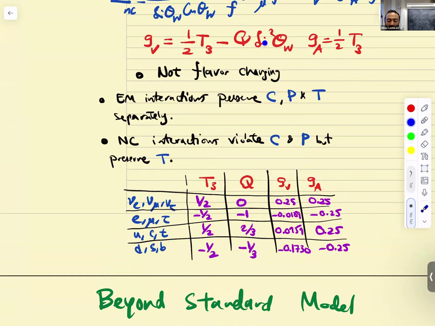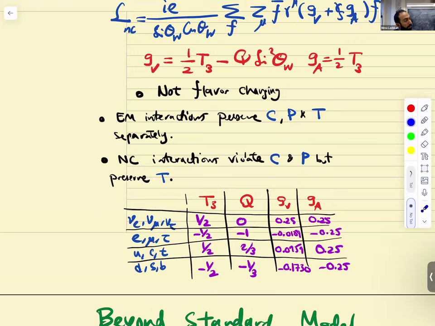So these two are the neutral current. Also, E was the linear combination: E is G1 G2 over the square root of G1 squared plus G2 squared.